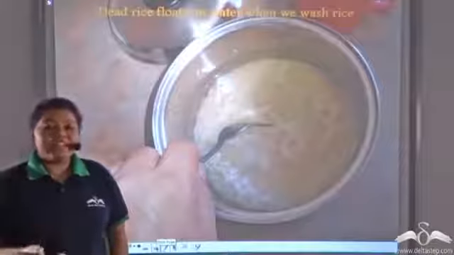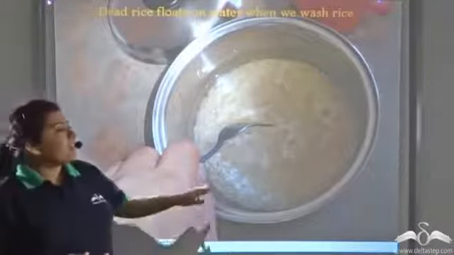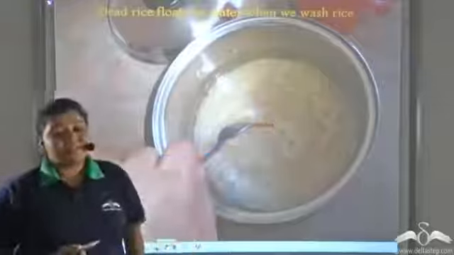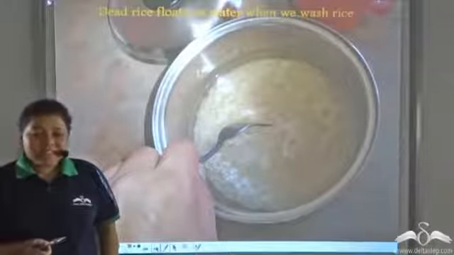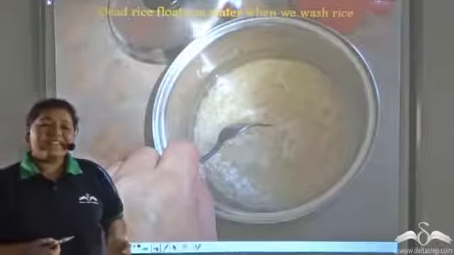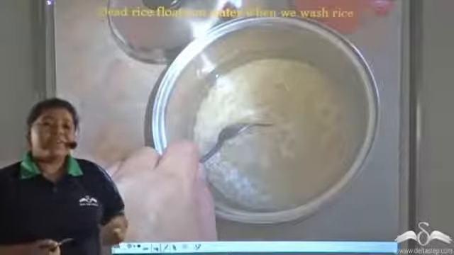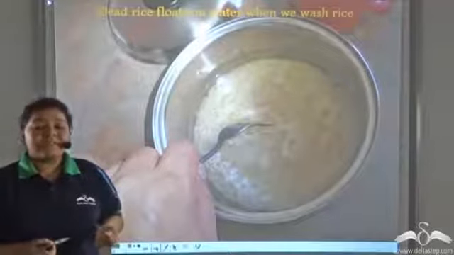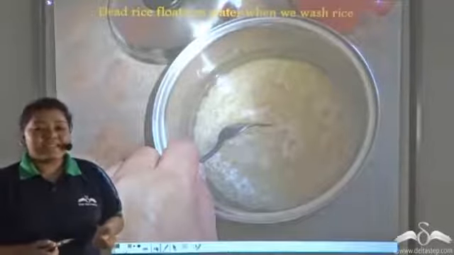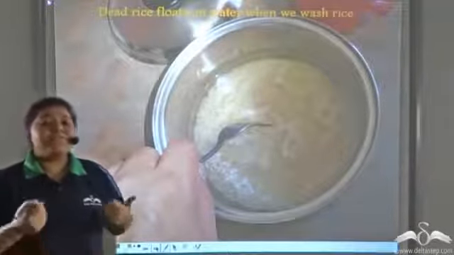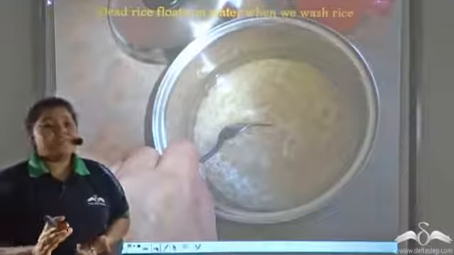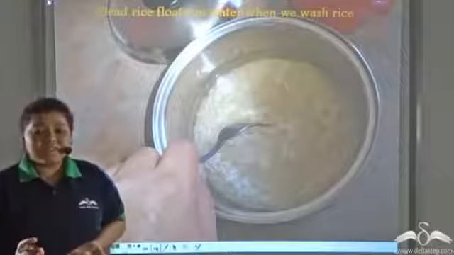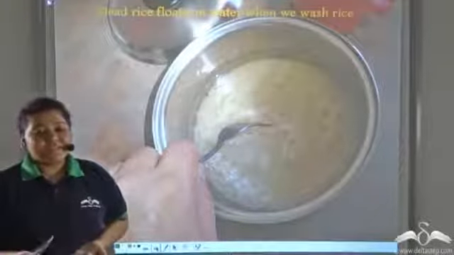Now, while washing rice, the dead rice floats on the top. Why is it so? Well, rice grain contains an embryo within itself, which needs nourishment. Now, when the food supply is over, the embryo does not get enough food, so the embryo dies.